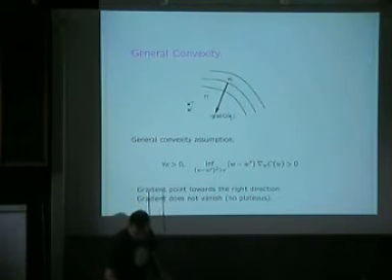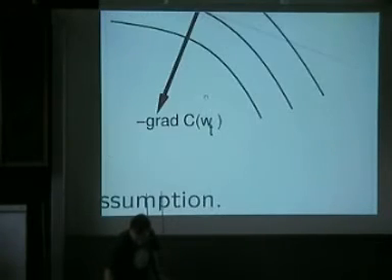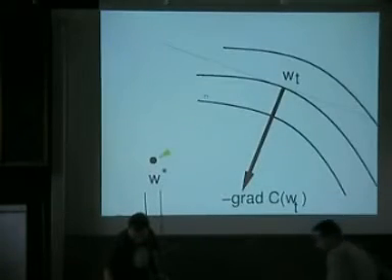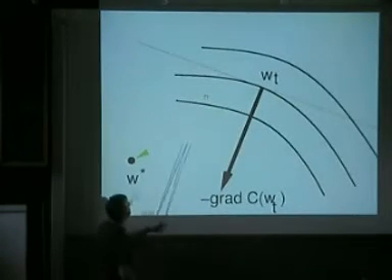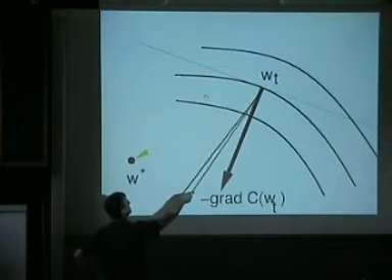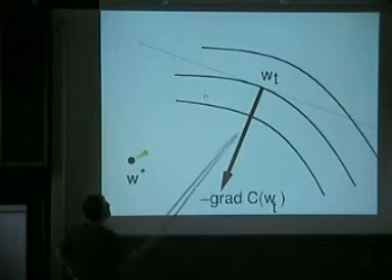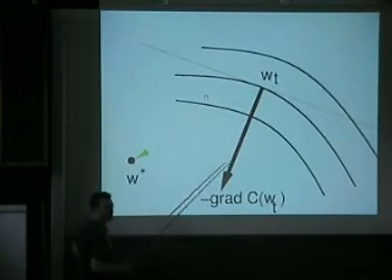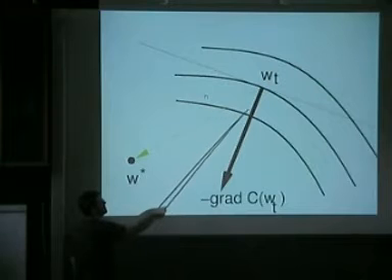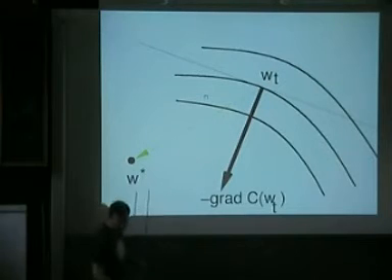So I'll try to show the graph again. Let's see. So that's it. If I take the vector going from W_t to the optimum and compute the dot product with the gradient, I want this to be positive. I want this angle here to be acute.